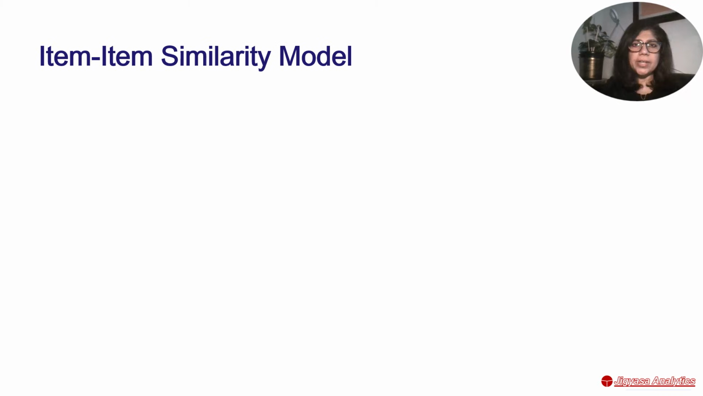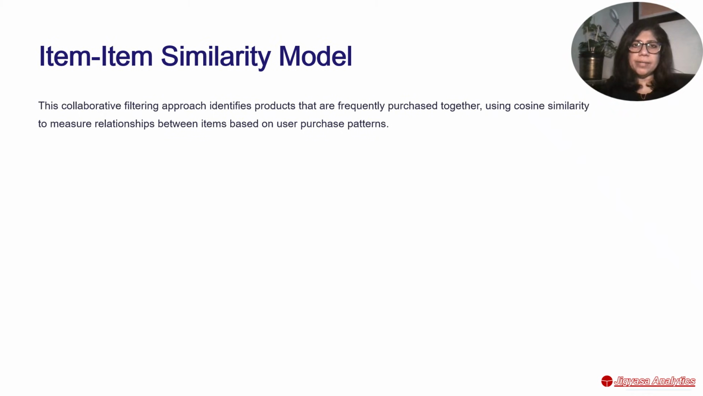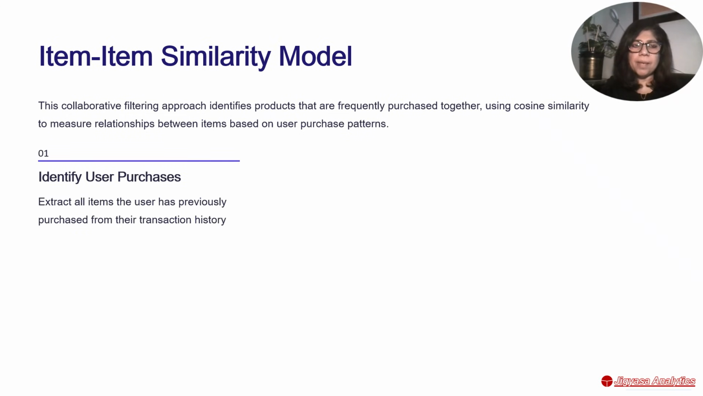One method for generating recommendations is the item-item similarity model. In this approach, we try to identify products that are frequently purchased together. So, an item purchased by a user is used to find for him other items that may have been most commonly purchased along with this item by other people. So the first step is to identify the user's purchases. So we extract all the items that this user has previously purchased from their transaction history.